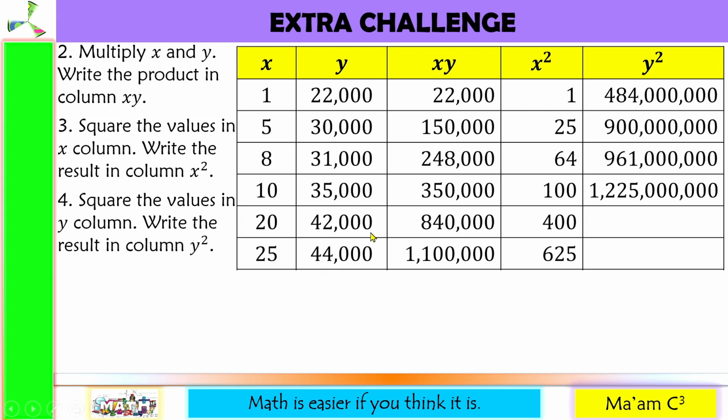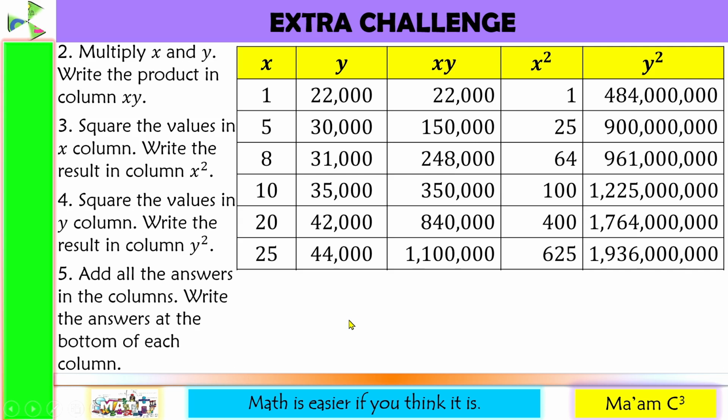42,000 squared is 1,764,000,000. And 44,000 squared is 1,936,000,000. Step 5. Add all the answers in the columns. Write the answers at the bottom of each column. So we're going to add another row, and we're going to get the summation in each column.